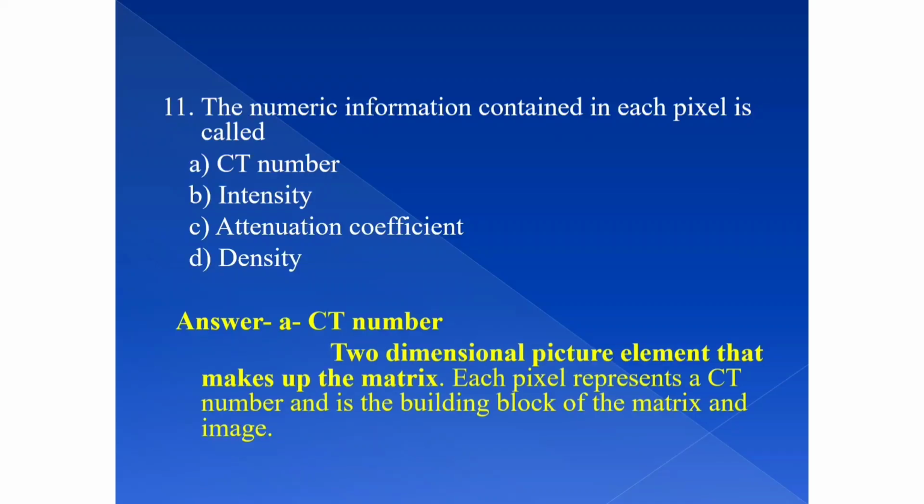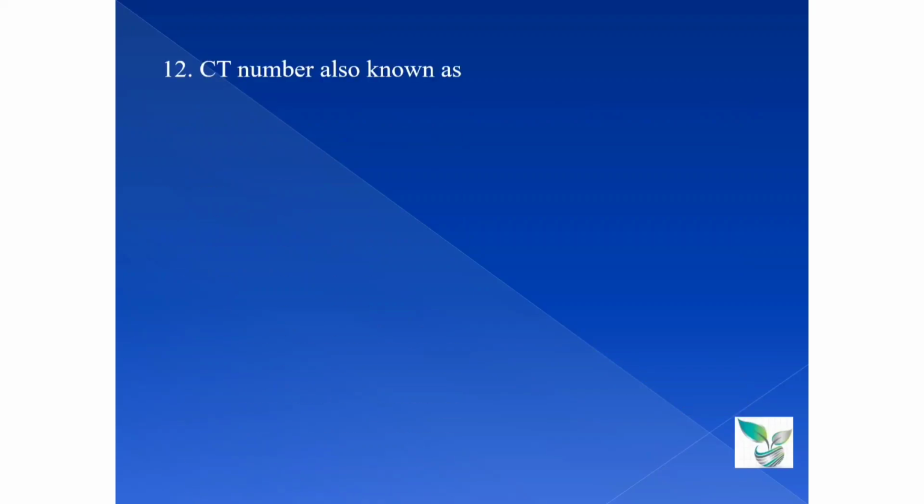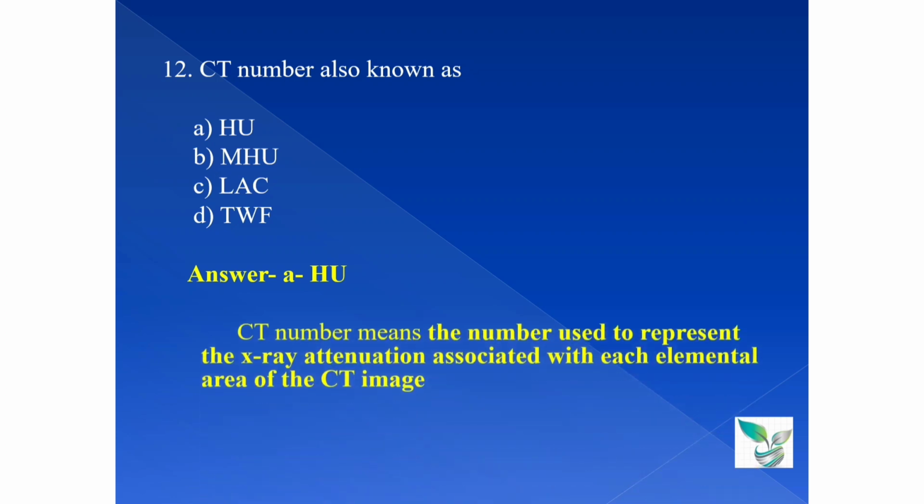So let's see the next question, number 12. The CT number is also known as option A, HU; option B, MHU; option C, LAC; and option D, TWF. The answer is option A, HU. HU means Hounsfield unit. You all know that the CT was invented by Godfrey N. Hounsfield. With respect to the name of the scientist, CT number is also known as Hounsfield unit. So let's see the explanation.